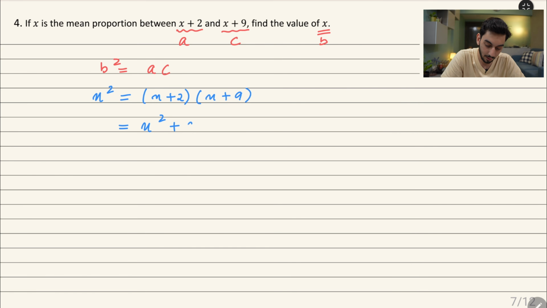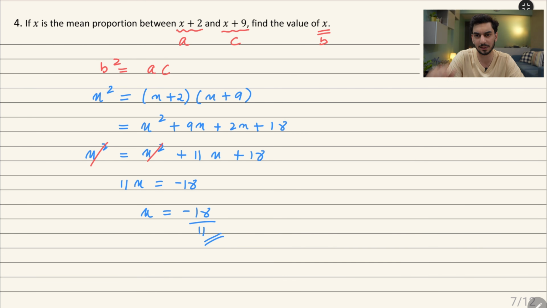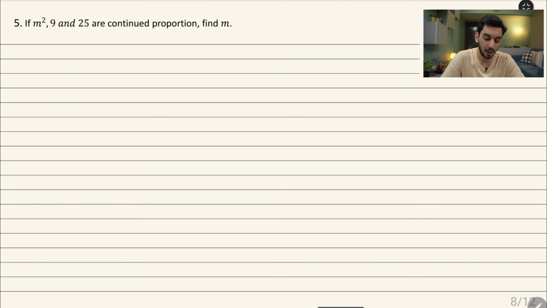So x square plus 9x plus 2x plus 18. So that is equal to x square plus 11x plus 18, and I have an x square on the left side also. Let us just cancel out both the x squares. Now the 18 goes to the other side, so it becomes 11x is equal to negative 18, and finally x would be negative 18 over 11, and that is my final answer. Simple, very easy. Okay, let us move ahead to the next one.